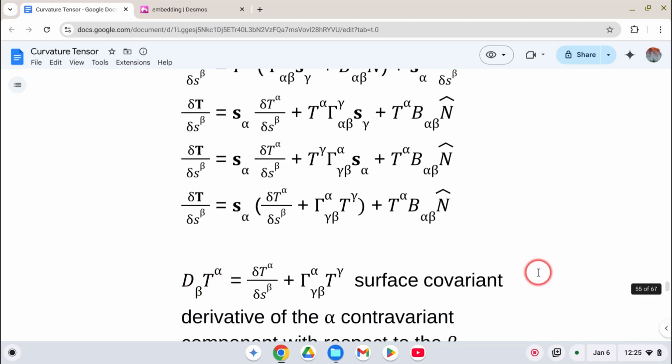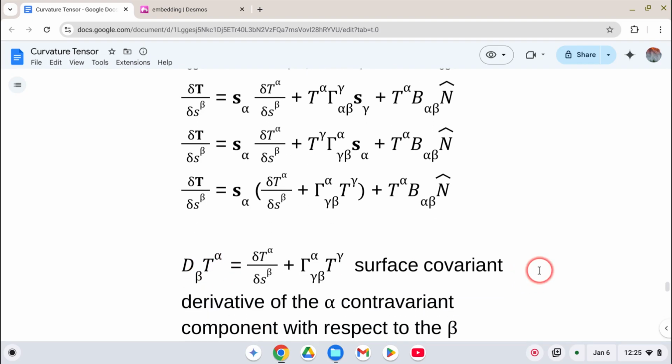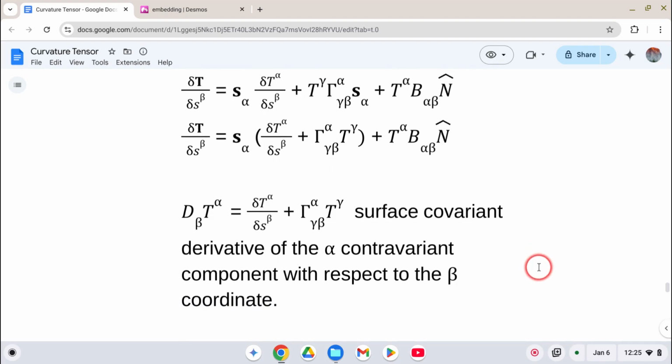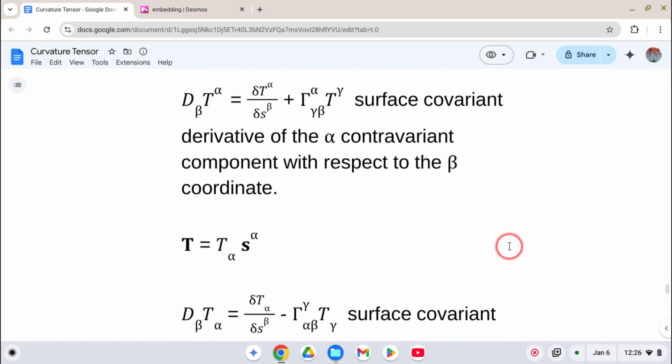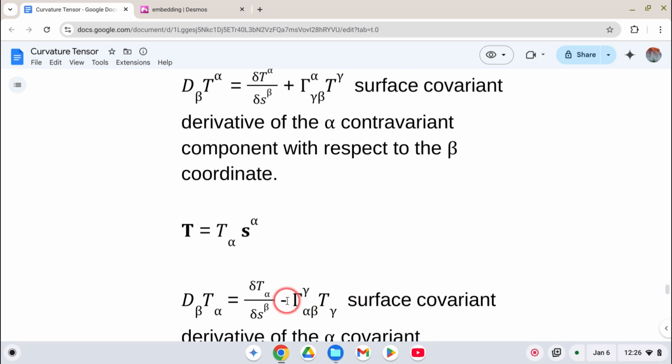But in this case, it's the surface covariant derivative, okay? Now, what if we had expressed that vector when we started with a covariant component and a contravariant basis vector? Well, you get the same thing. There's just a negative term in here, okay?